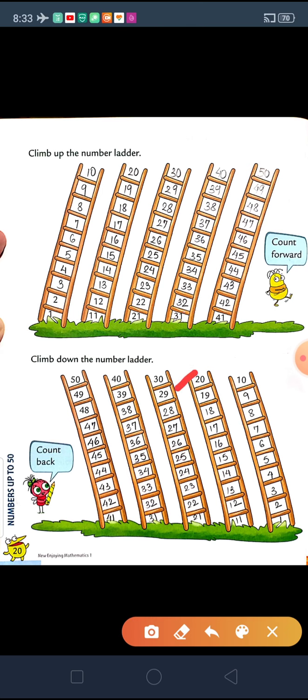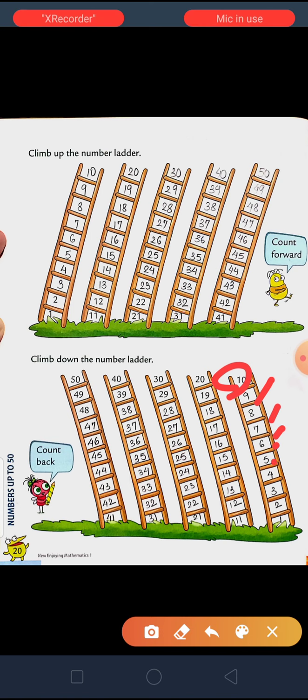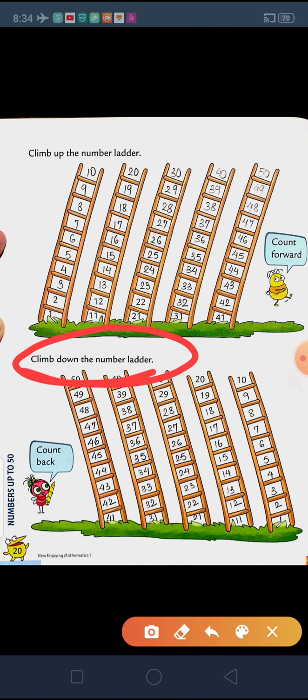Then 20 is given and 19 is given. So you will write 18, 17, 16, 15, 14, 13, 12, and 11. Then same way 10 is given. So write down 9, 8, 7, 6, 5, 4, 3, 2, 1. Like this you will complete your climb down number ladder.